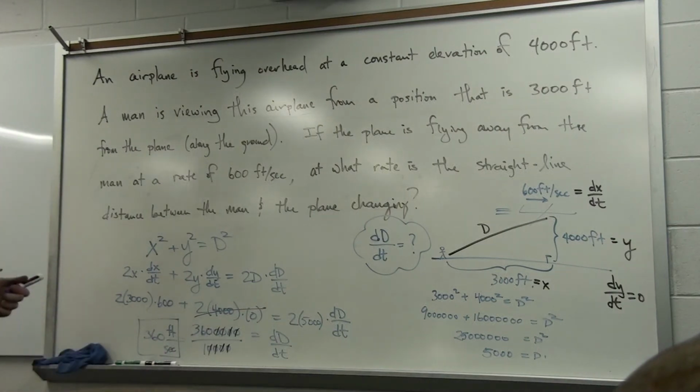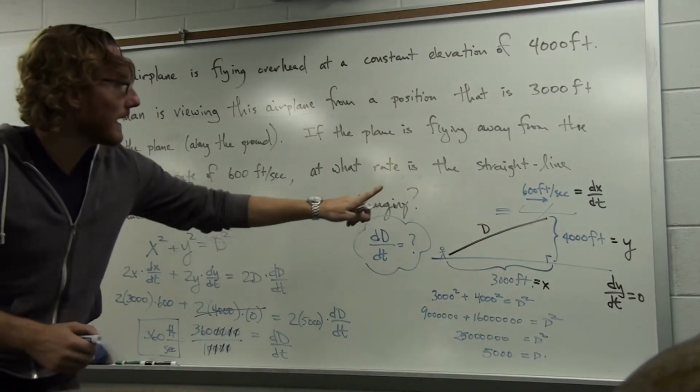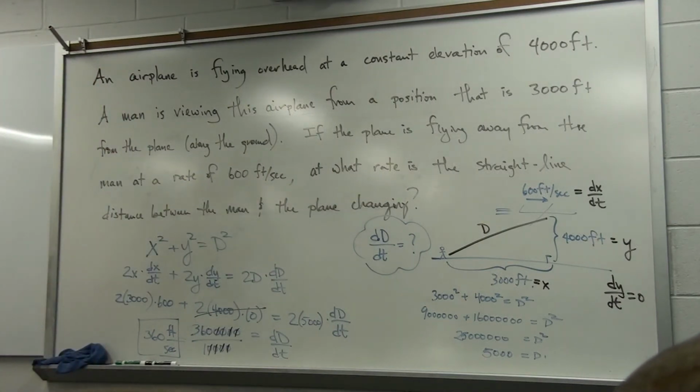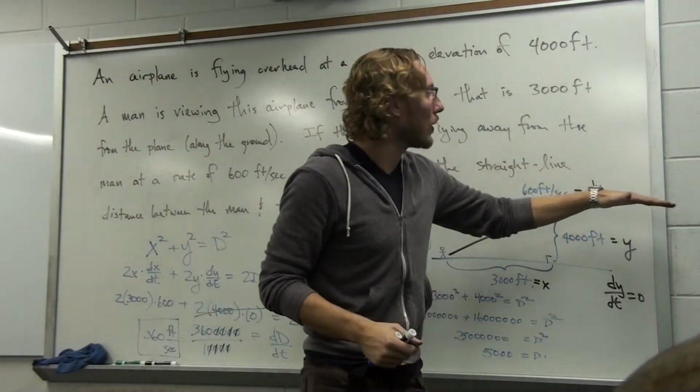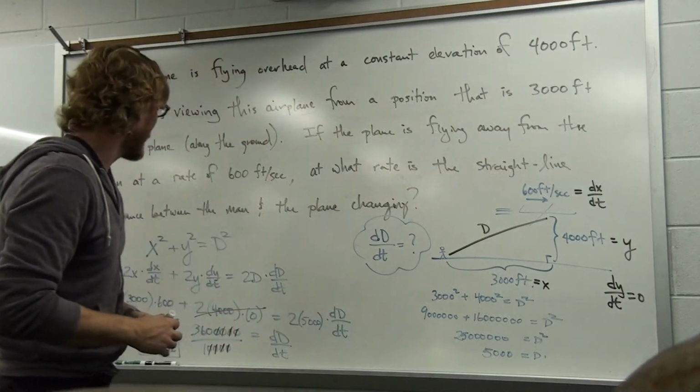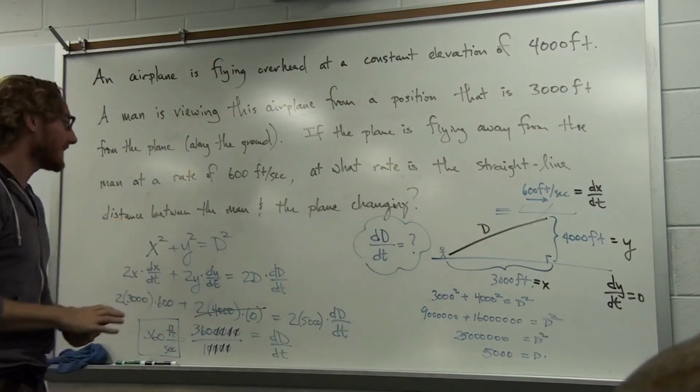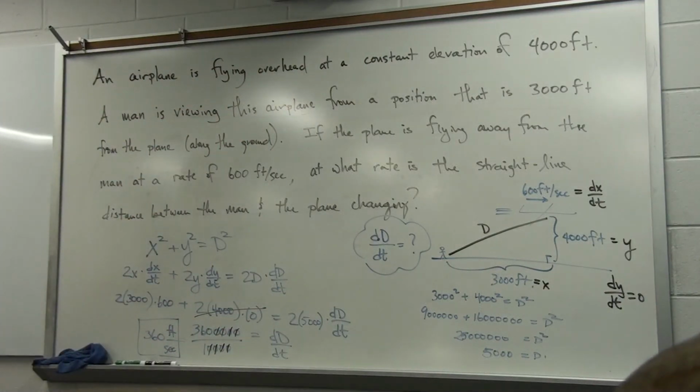And the long story short is the distance between the person and the airplane is changing at 360 feet per second. So interestingly, in spite of the fact that the plane is moving horizontally at 600 feet per second, the actual diagonal distance between them is changing merely at a speed of 360 feet per second.